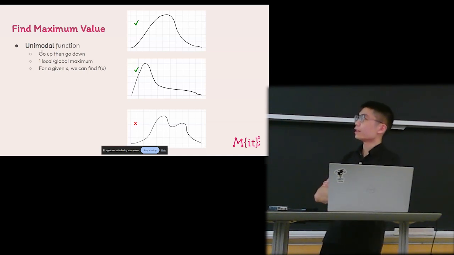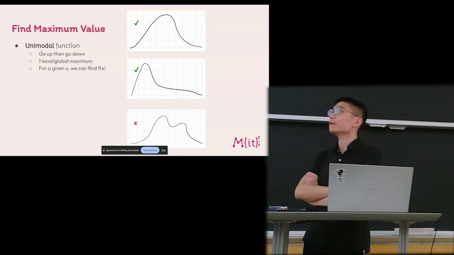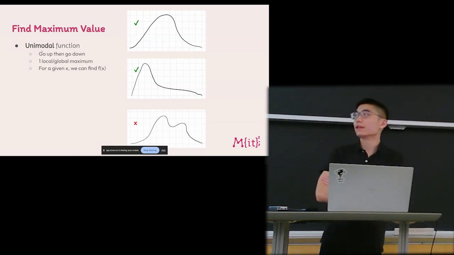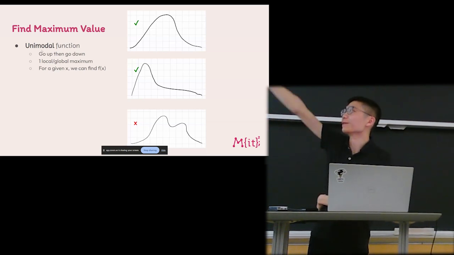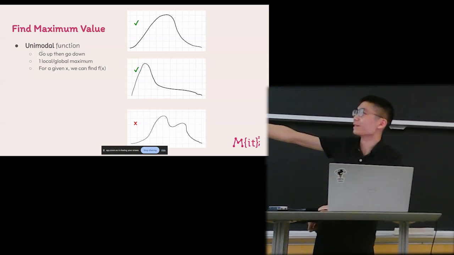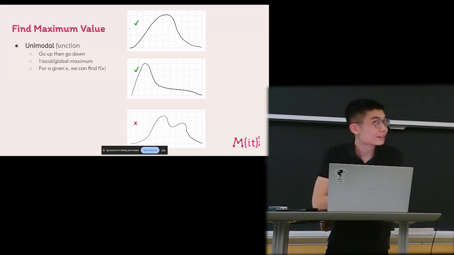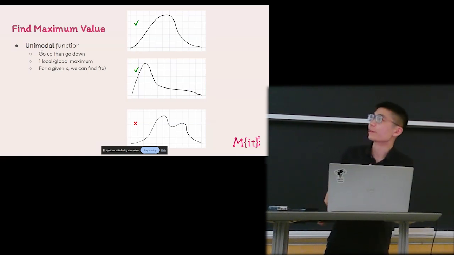And let's just stick to a class called unimodal functions. Unimodal functions go up and then go down. So here it goes up and then down, but here it goes up, down, up, down. Another way to say that is that it has one local maximum.